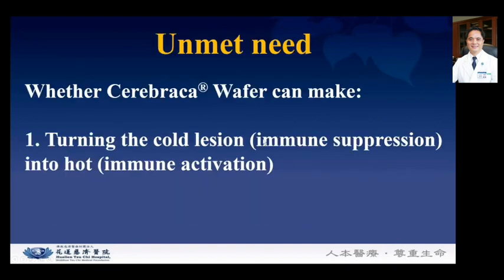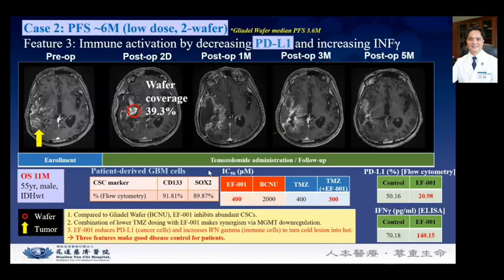And if we add the cerebral cord wafer, we shut down the MGMT expression, which means we sensitize the tumors to temozolomide. And can the cerebral cord wafer turn a cold, immune-suppressed lesion into a hot, activated lesion?